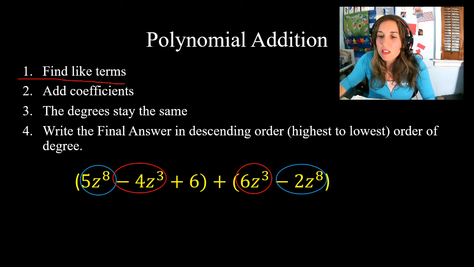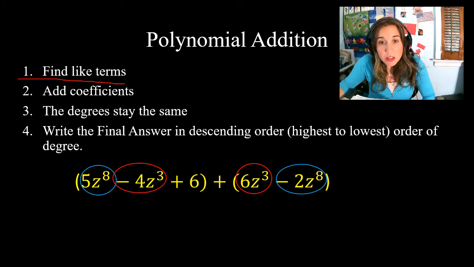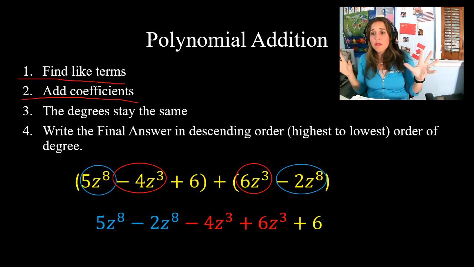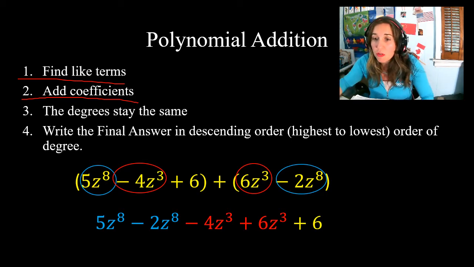And then we do have this 6 that's just going to be kind of by himself. He's got no like term to be paired up with, but that's okay. He doesn't have to have. Not all of your terms are going to be paired up with like terms. All right? Now that we have identified our like terms, what we're going to do is we're going to look at those like terms and we're going to add the coefficients. So here, all I've done is I've rewritten this. I've combined the polynomials so the parentheses are gone, and I've put my sets of like terms next to each other in the same color just to make it a little bit more visual for you, okay?